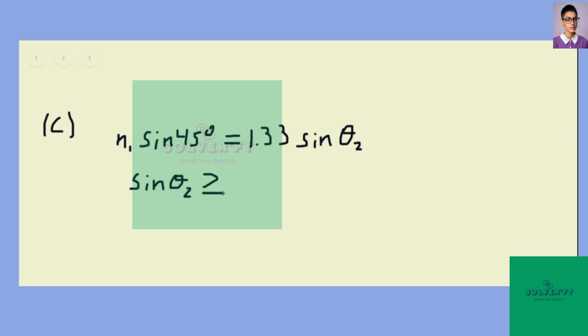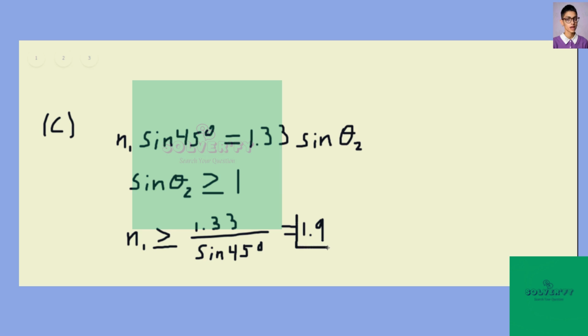So we need sine theta 2 to be greater than or equal to 1 in order for total internal reflection to occur. Therefore, we need N1 to be greater than or equal to 1.33 divided by the sine of 45 degrees, which is equal to 1.9. So we need N1 to be greater than or equal to 1.9. And we can box that in as our solution to part C.